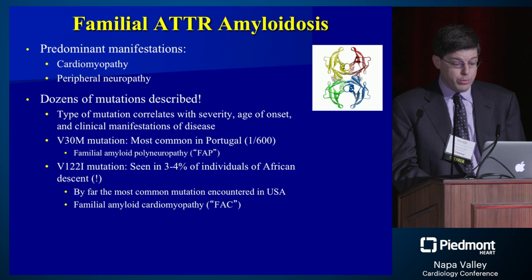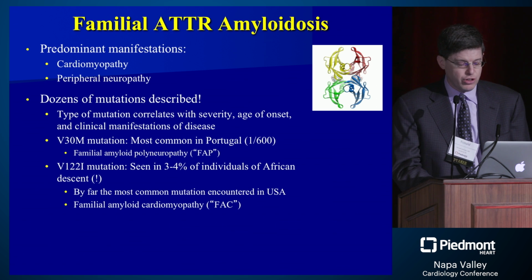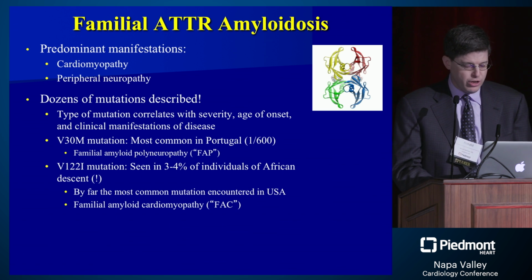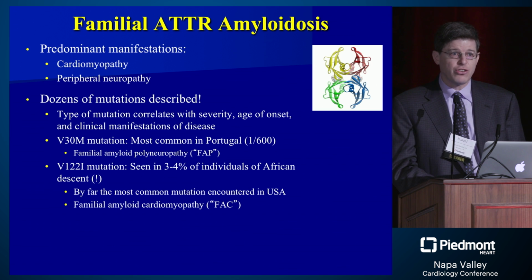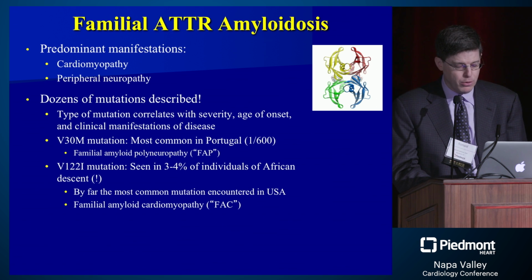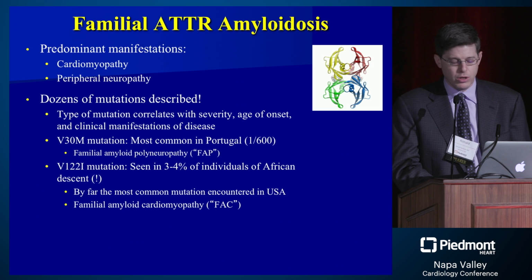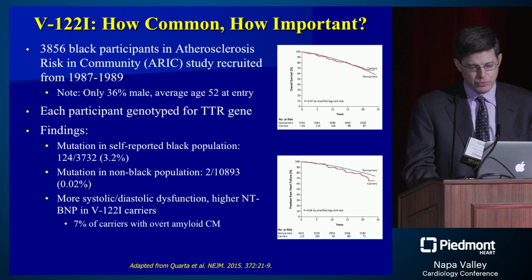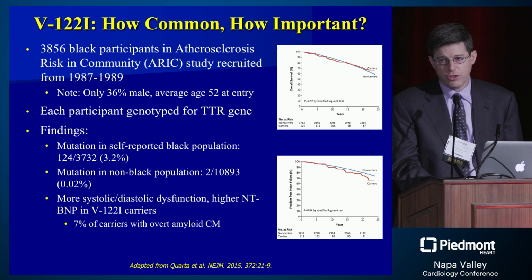But the mutation that we see by far most commonly in this country is the V122I mutation, and the mutation is actually present in probably about 3 to 3.5% of individuals of African descent. So when you think about the demographics of the United States, that's a lot of people. That's by far the most common mutation we encounter, and this causes a mainly cardiomyopathic form of the disease. So how common is it? How important is this mutation?